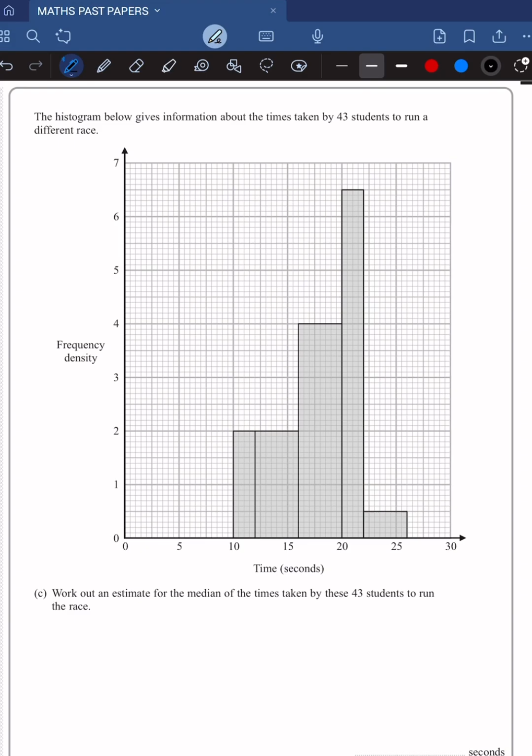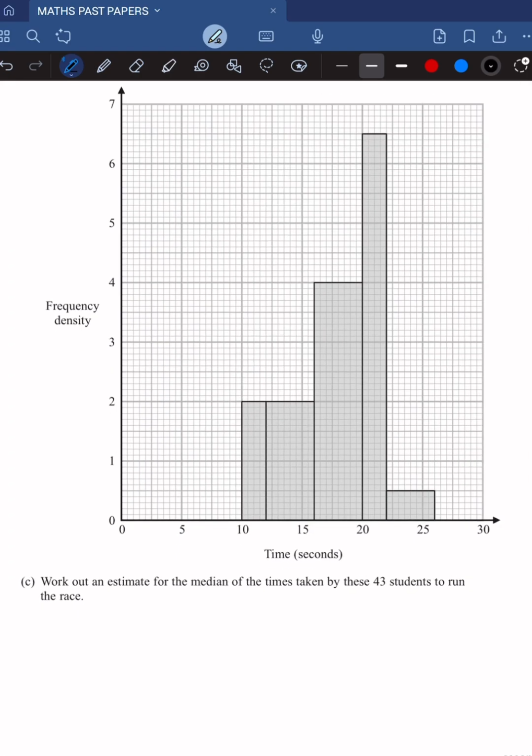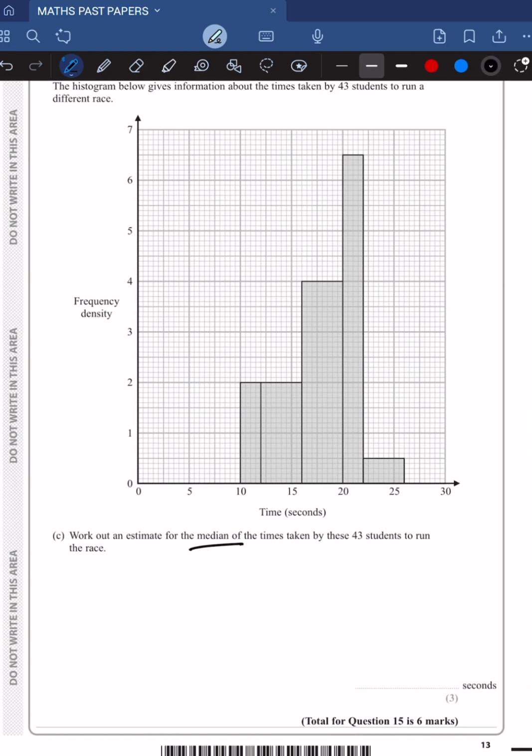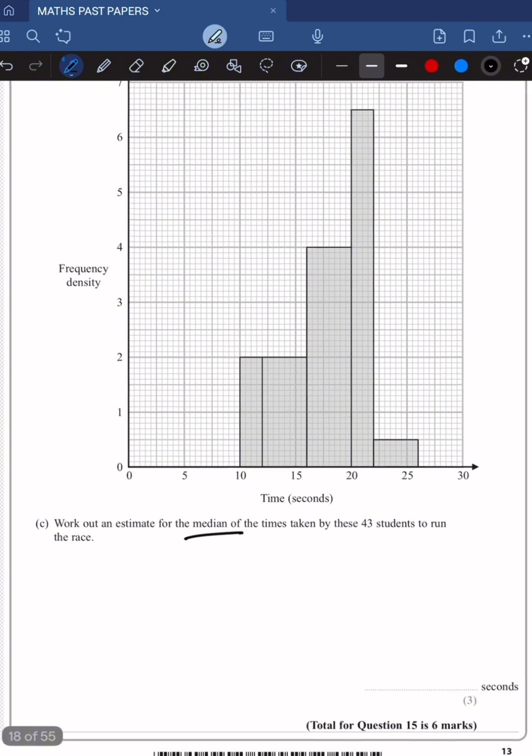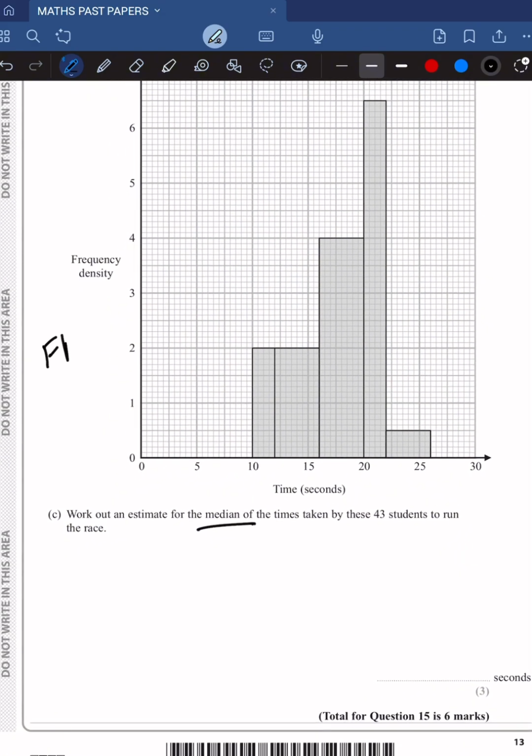So part B now. The histogram below gives information about the times taken by 43 students to run a different race. Work out an estimate for the median of the times taken by these 43 students to run the race. Well, to work out the median, I need to find the total of the frequencies, and I need to find how many people there are in each of these bars. So to do that, I use my formula. Frequency density is frequency over class width.